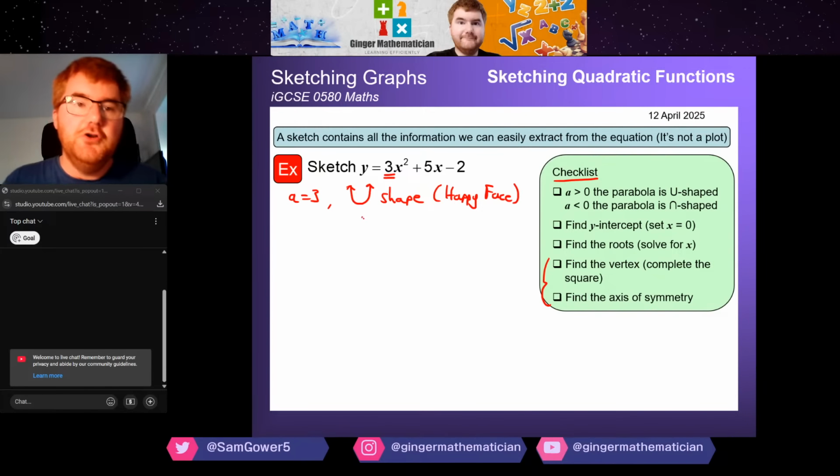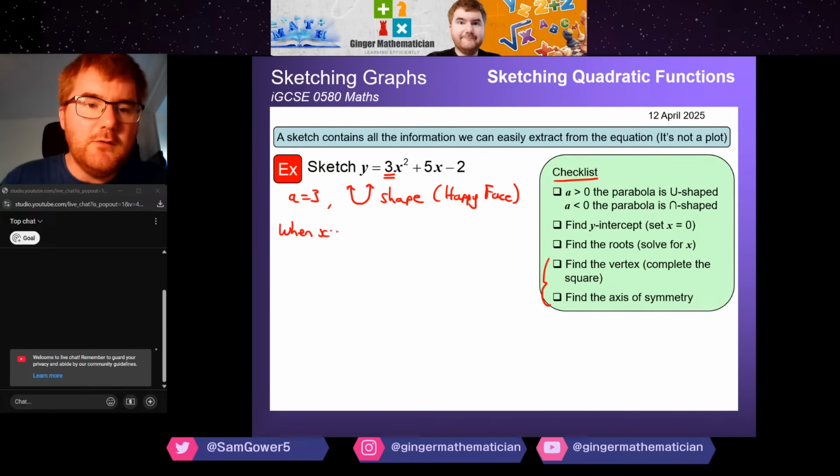So we know it's a U shape to start with. Now we want to find the y-intercept. So when x is equal to 0, wherever we see an x, we're going to put a 0. So 5 lots of 0 minus 2.